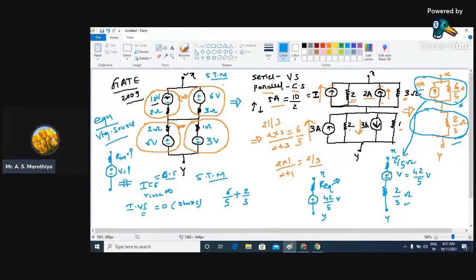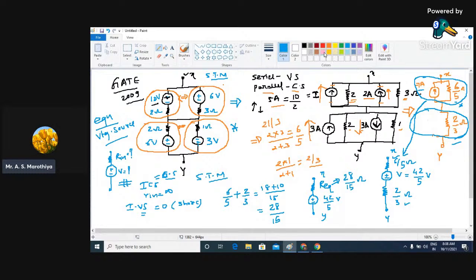So if you apply that logic, we can straight away ignore them. That means this 6 by 5 is connected in series with this 2 by 3. So we can find this as 18 plus 10 divided by 15. So this is going to be equal to what? 28 by 15. So our equivalent is 28 by 15 ohm. I hope this is clear to everyone, and this is what our final answer is. So if you apply source transformation technique to this particular network and try to reduce it to an equivalent practical voltage source, this is the final answer.